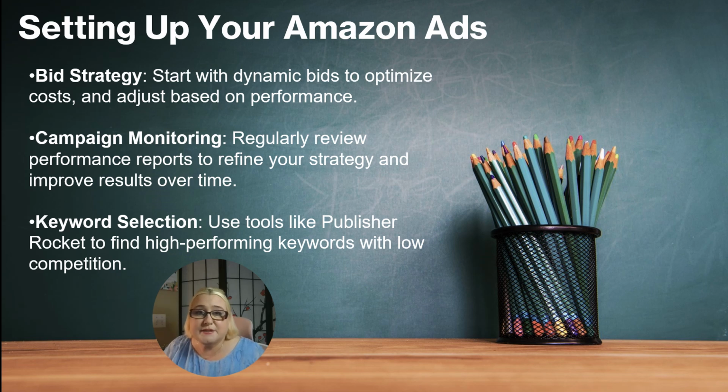All right, so with bid strategy, you are going to start with a dynamic bid to optimize your cost and adjust it based on performance. Dynamic bids down only, okay? Amazon lowers your bid when a click is less likely to convert to a sale, and that protects your budget. Dynamic bids up and down. Amazon will adjust your bid up to 100% higher if a click is more likely to convert, and then they will lower them when it's less likely.